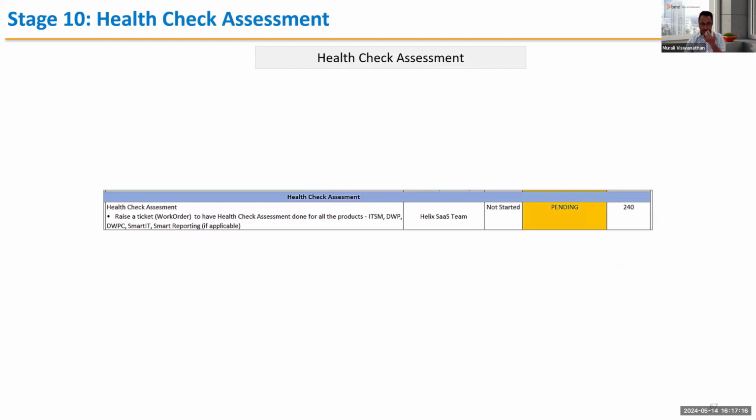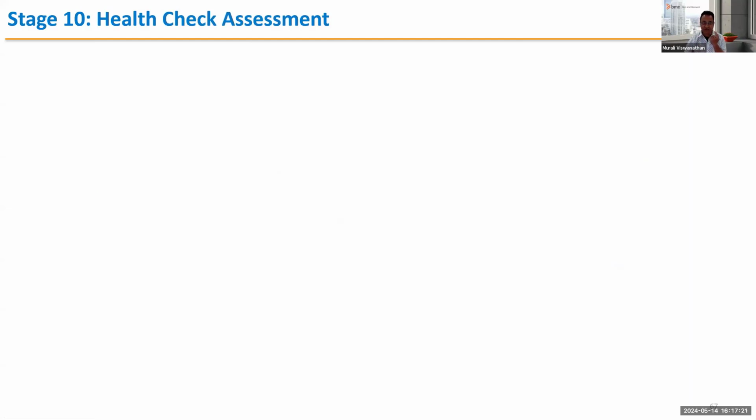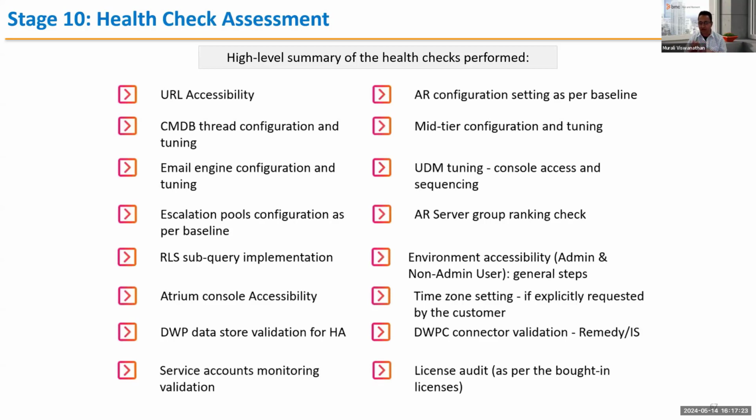Health check assessment, as I told you, we need to raise a ticket, and then there's an automation which will run. And these are the things it will cover. So it'll cover all your URL accessibility, your configurations on CMDB, email, any escalation polls configurations we have out of the box or you added, all that will be covered. So whatever you see on the screen will be checked for you. It doesn't check your data or anything like that because that's your responsibility, but it checks anything around it. So making sure at environment level, everything will be up and running for you. That's what it basically checks.